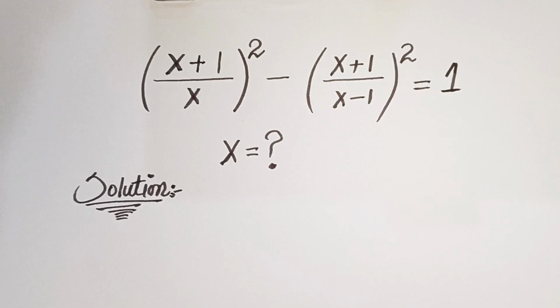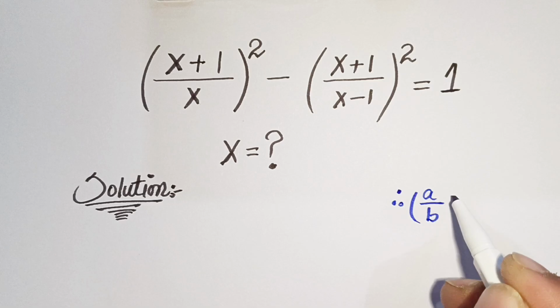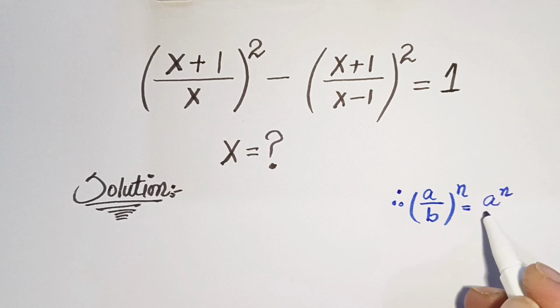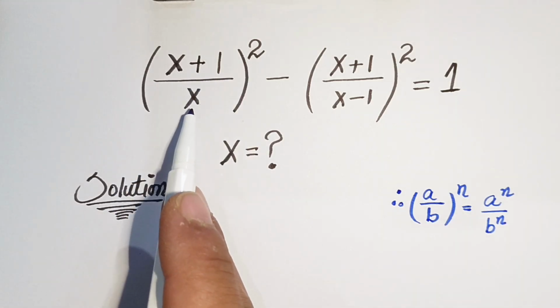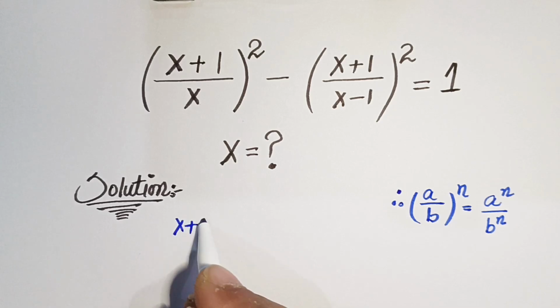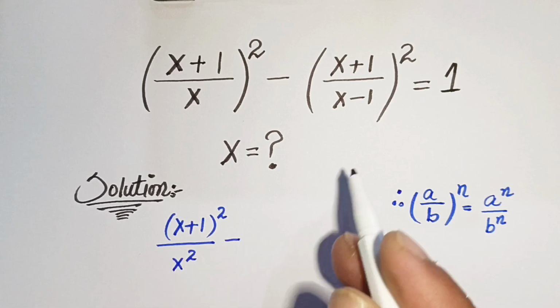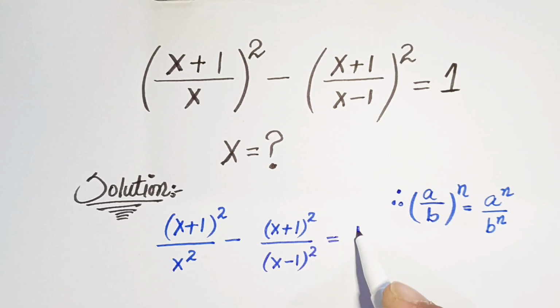First of all, here we can use this property of algebra, that is exponents. If we have (a/b) to the power n, it will be equal to a to the power n over b to the power n. So our left hand side will be (x + 1) whole squared over x squared, and similarly (x + 1) whole squared over (x − 1) whole squared, which is equal to 1.